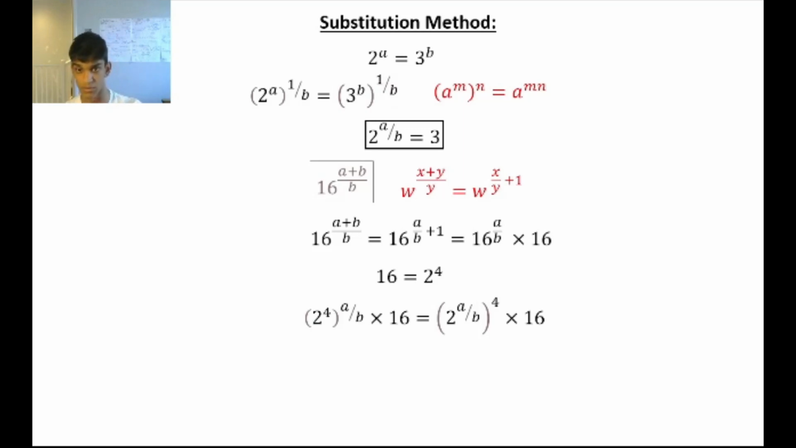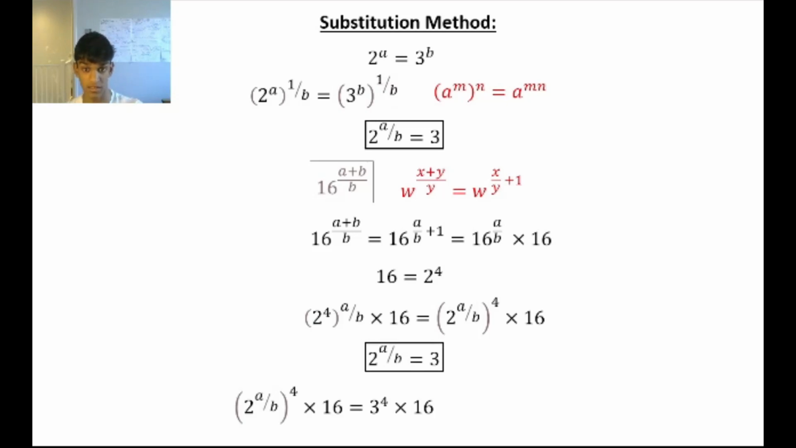And guess what that is equal to? It's equal to 3. And so we can replace 2 to the power of a over b with 3 in the equation to get 3 to the power of 4 multiplied by 16. 3 to the power of 4 is 3 times 3, 9, times 3 again, 27, multiply 3 for a final time to get 81. So the final answer is 81 multiplied by 16, which is 1296.